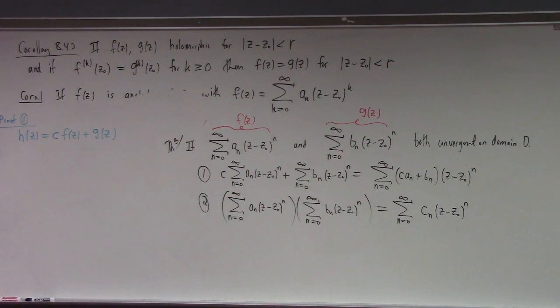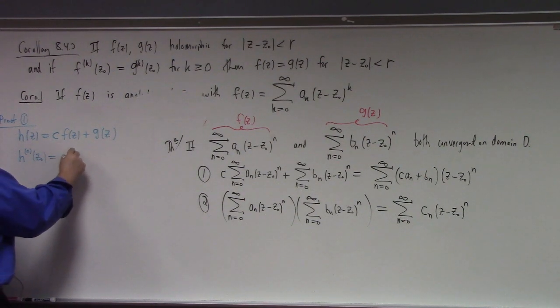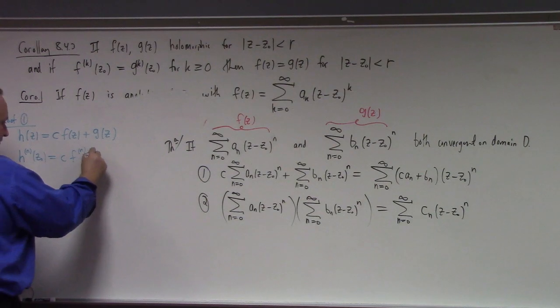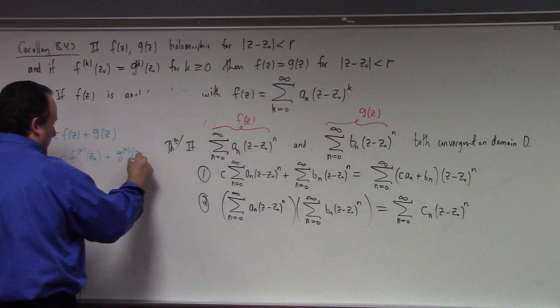Is that holomorphic? Sure is, right? So that means that h of z has a power series. But the corollary we have right there says that the power series is determined by its derivatives. So I just differentiate this n times. What do you got? The nth derivative at z naught for h is equal to c times the nth derivative at z naught for f plus the nth derivative at z naught for g, like that, right?